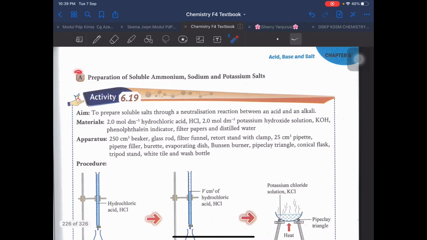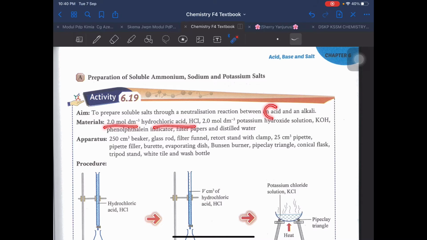Let us look at this A here. Preparation of soluble salt, tapi ini adalah SAP. SAP, yang ada sodium, ammonium, and potassium. Look at this activity 6.19 here. To prepare soluble salts through a neutralization reaction between an acid and an alkali. Kenapa neutralization? Sebab dia ada SAP. The salt ada SAP. So materials dia, we need 2.0 mole per cubic decimeter hydrochloric acid.